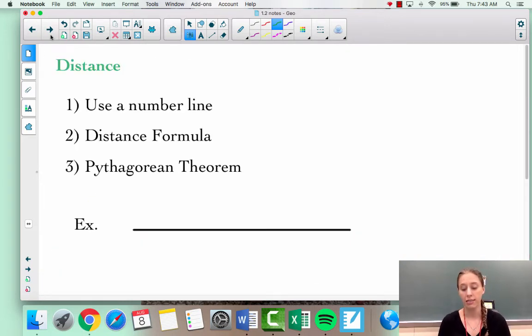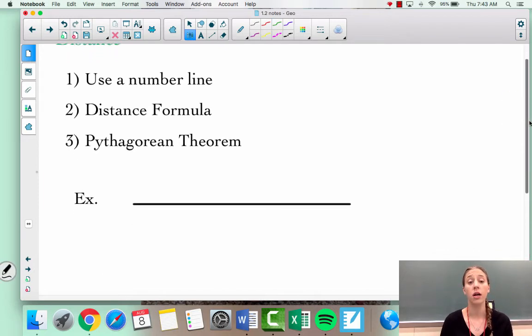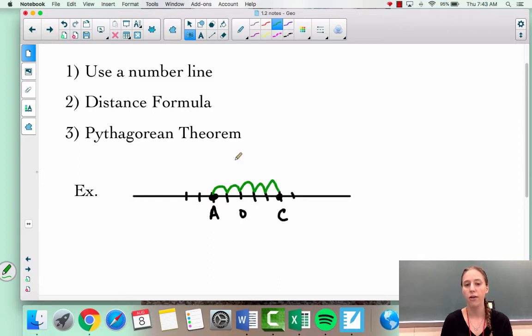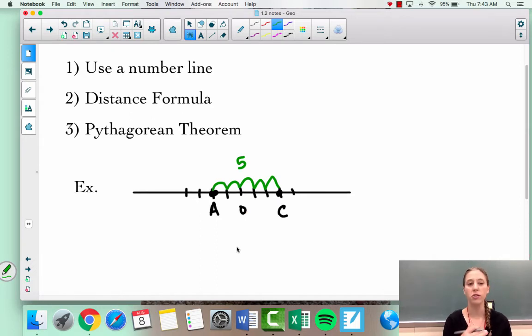Finally, we're going to get to distance. Distance should be somewhat familiar to you. There's basically 3 ways you can do distance. You can use a number line, which is very basic, you can use distance formula, or you could do Pythagorean theorem. On a number line, that would simply be me just counting between 2 points that would be plotted. For example, maybe I wanted to find the distance from point A to point C. So all I'm going to do is start at the point A and then count 1, 2, 3, 4, 5. So my distance is 5. Very simple. You guys have done that before. Midpoint, you could do the same thing. Figure out how far it is and then divide it by 2.